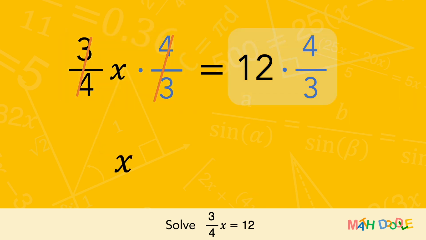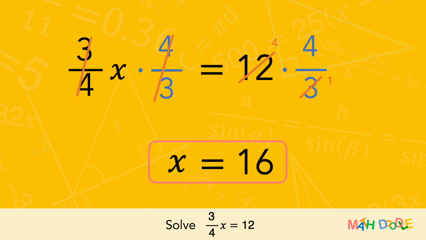Then, let's simplify the right side of the equation. 12 times 4/3 is 16. Now, this tells us that x is equal to 16. So, the answer is x equals 16.